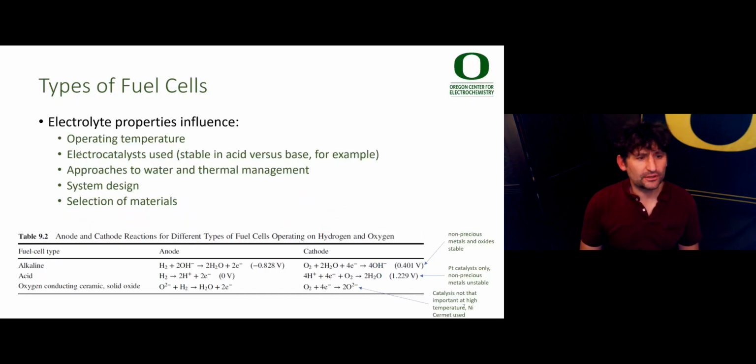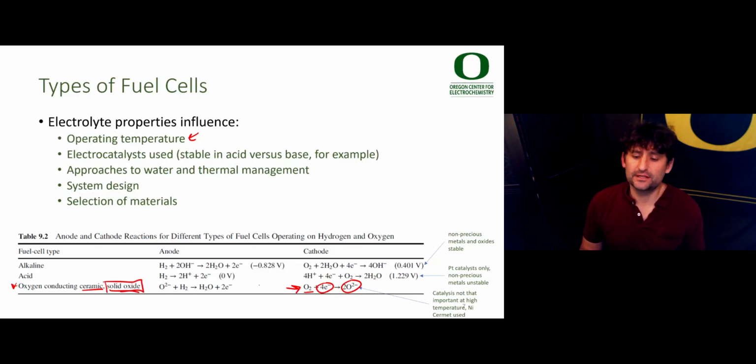The electrolytes also influence the operating temperature, for example a high temperature oxygen conducting ceramic. A ceramic is typically a metal oxide, an inorganic, hard, rock-like material. These are called solid oxide fuel cells. You have to heat them up to high temperature. At the cathode for a solid oxide fuel cell, you actually directly reduce oxygen to make 4 electrons, and the oxygen species can actually diffuse through the solid oxide membrane.